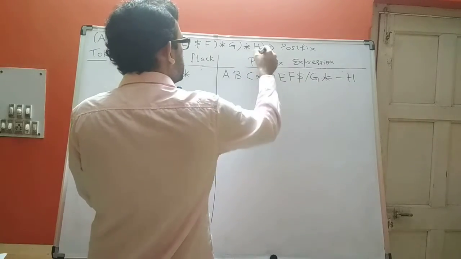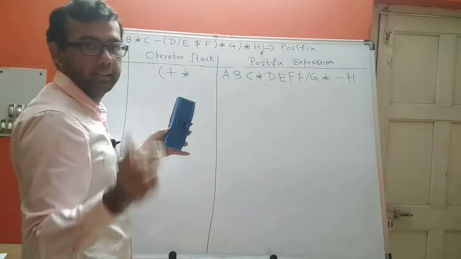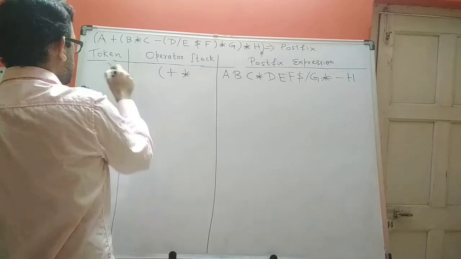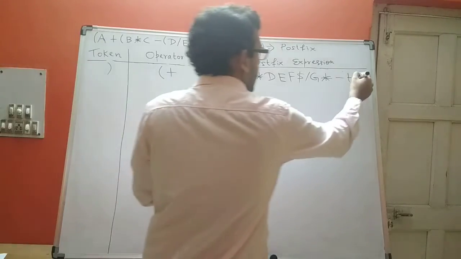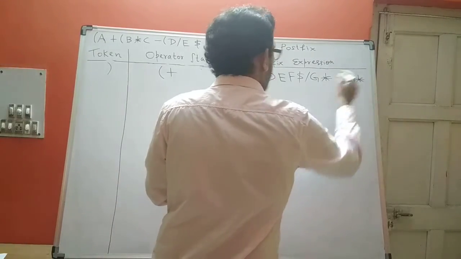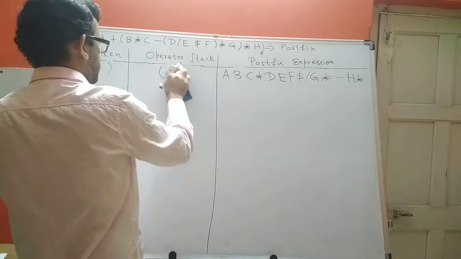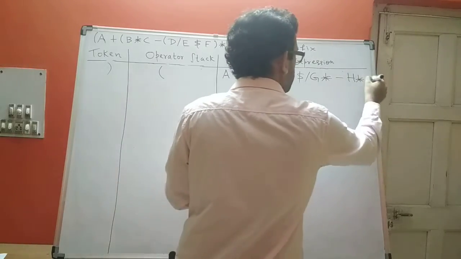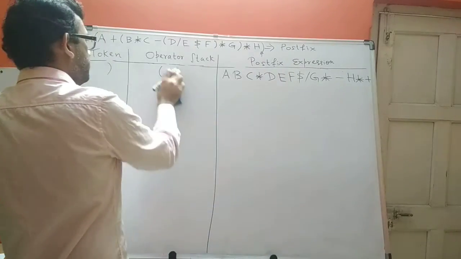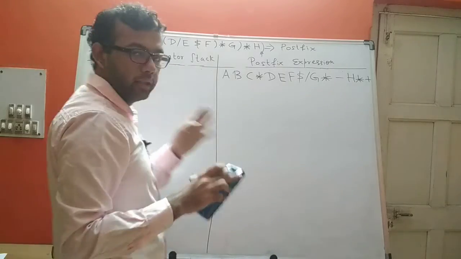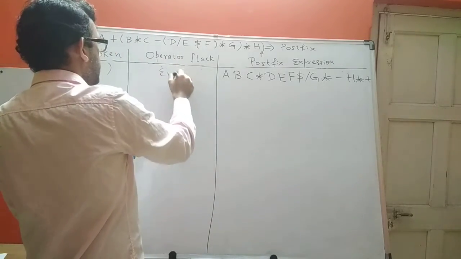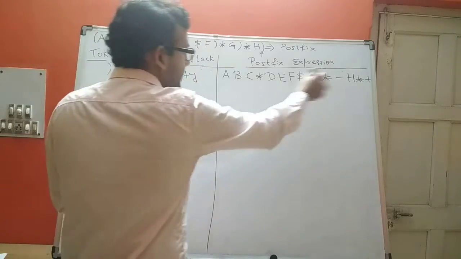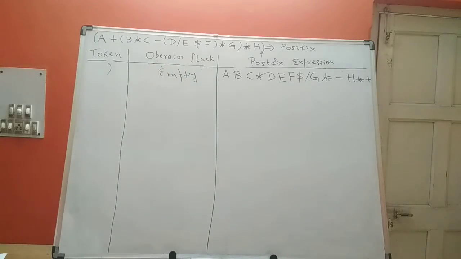is closing parentheses. The moment I encounter closing parentheses, I'll keep on popping from the stack. So I'll pop star. I'll add it to the output. I'll pop plus. I'll add it to the output. I'll pop opening parentheses as well, but I'll not add it to the output, and I'll stop the pop operation. My stack becomes empty and the process comes to an end, and this is your final postfix expression.